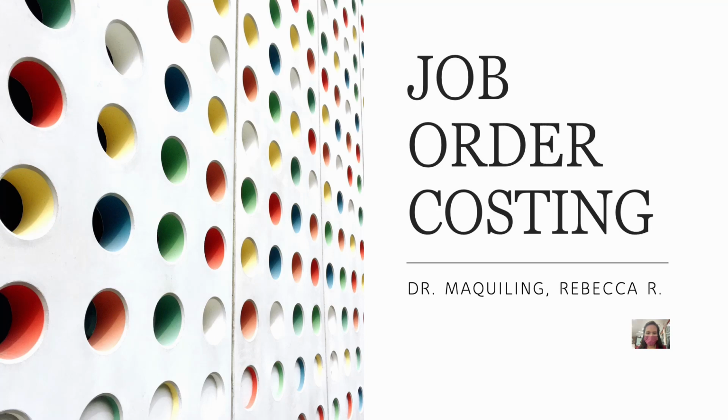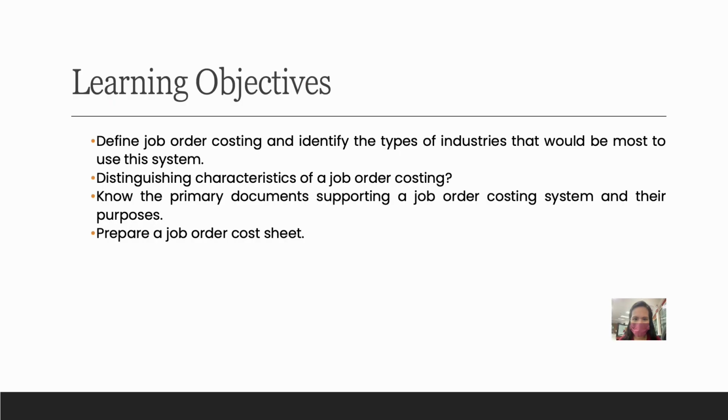Hello, welcome. So our topic is job order costing. Our learning objective here is to define job order costing and identify types of industries that would be most likely to use the system. We'll also distinguish characteristics of job order costing, know the primary documents supporting a job order costing system and their purpose, and of course, our target is to prepare a job order cost sheet.